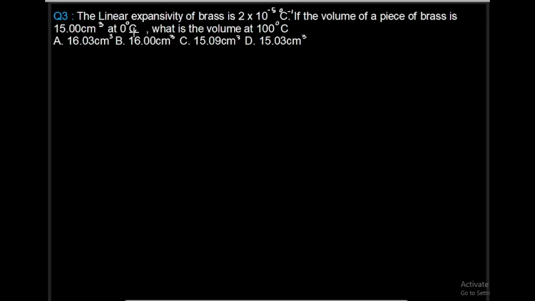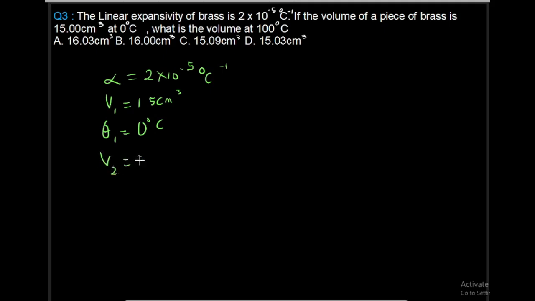Now moving on, here they say the linear expansivity of brass. So we have alpha to be equal to 2 times 10 raised to the power minus 5 per degree Celsius. Alright, the linear expansivity of brass is this. They say if the volume of a piece of brass is this at this, so we have initial volume to be 15 cm cube at initial temperature to be 0 degrees Celsius. So what is the volume at 100 degrees Celsius? So we are looking for V2, alright, at a new temperature, 100 degrees Celsius.